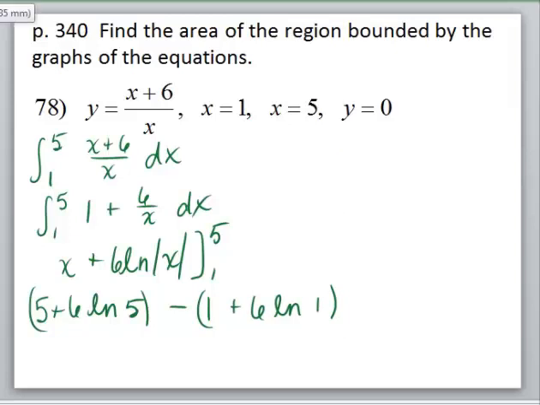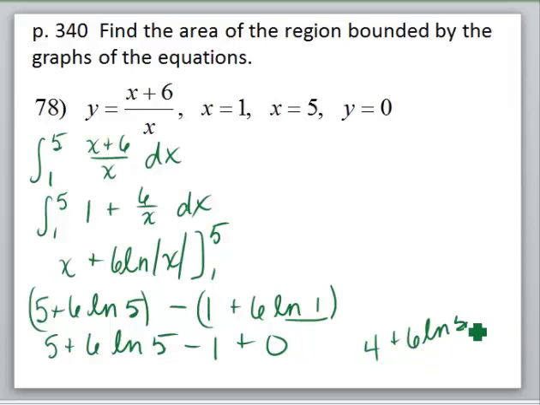And then I can simplify this to be 5 plus 6 ln of 5. This would be minus 1. And then this would actually be plus 0 because the ln of 1 is 0. So final answer, 4 plus 6 ln of 5.